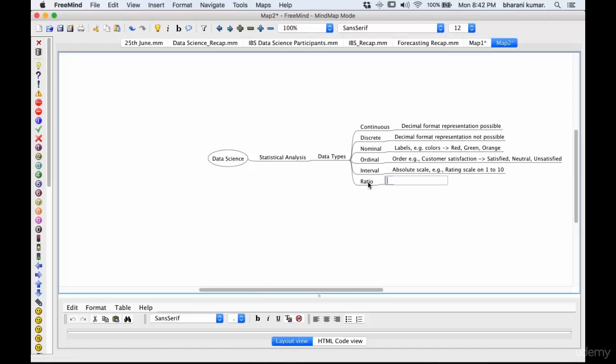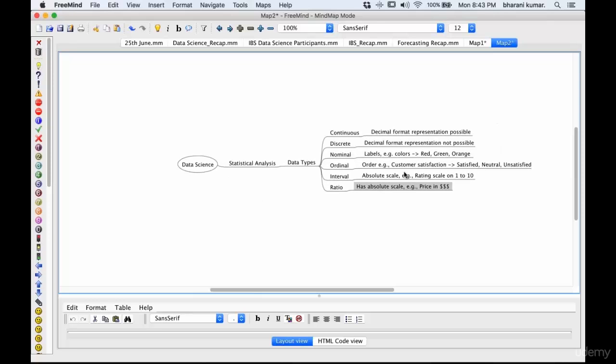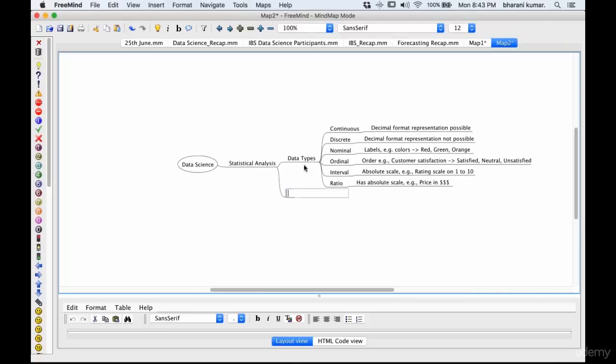Ratio has an absolute scale. If you speak about the price in dollars, it would have an absolute scale. If you and I both pay $10 to purchase a product, it is as good as saying that we have spent the same amount. So these are the data types that we have discussed.